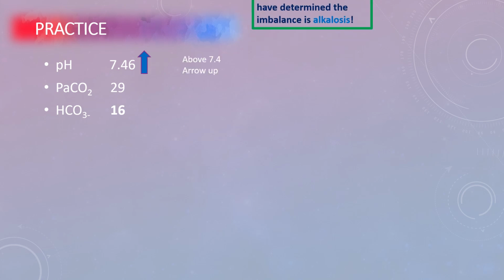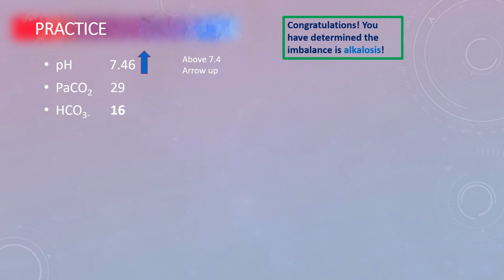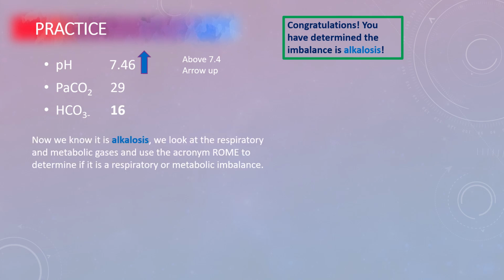Some more practice. We have a pH of 7.46. That's up because it's above 7.4. Congratulations, we've determined that the imbalance is alkalosis.